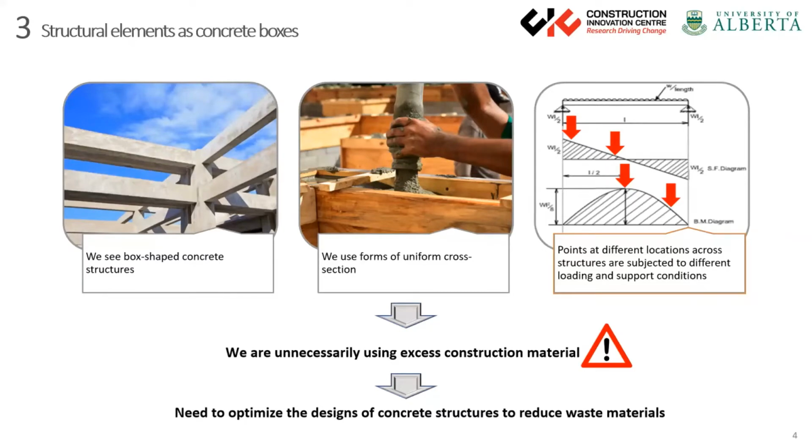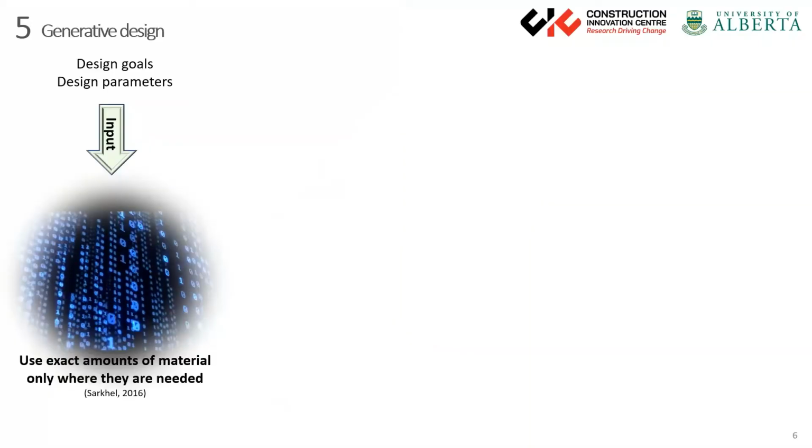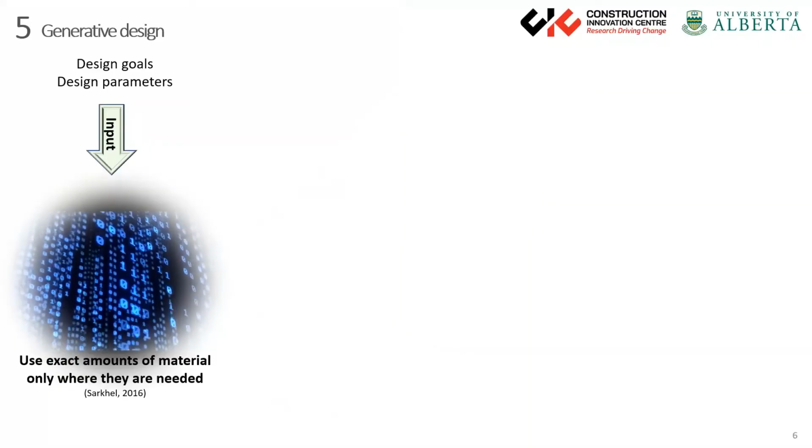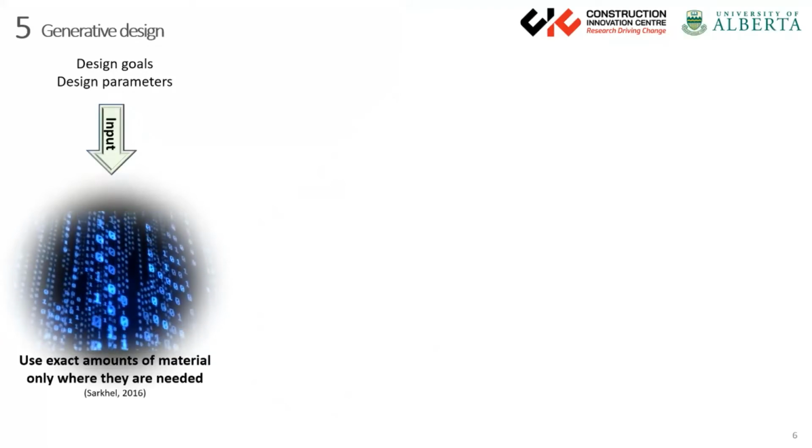And that's why, so we stop struggling with these heat waves, we need to optimize our designs in order to reduce material waste. Now, on the other hand, we often see these organic, irregular shapes in nature. So why can't we imitate these for our reinforced concrete structures? From a design perspective, we actually can, with the help of the concept of generative design.